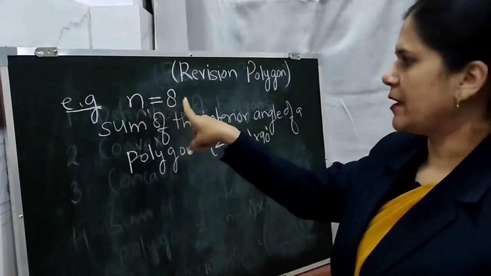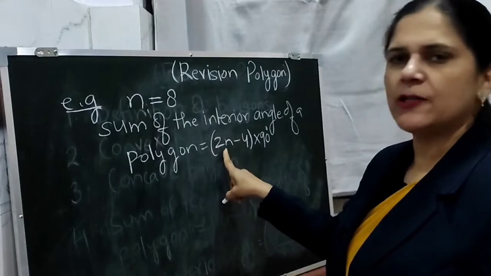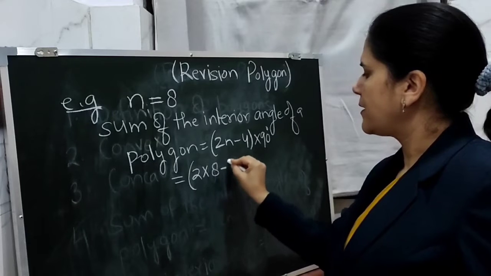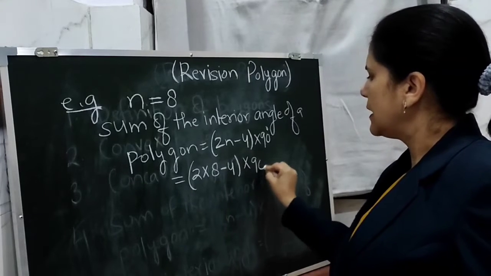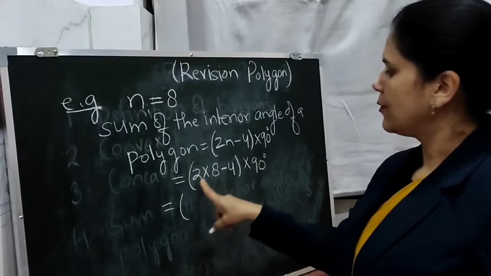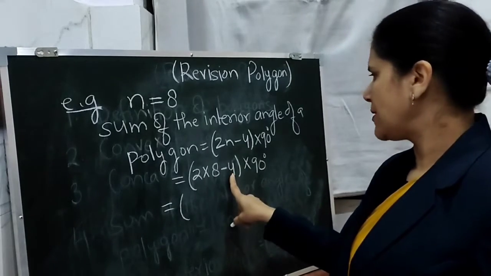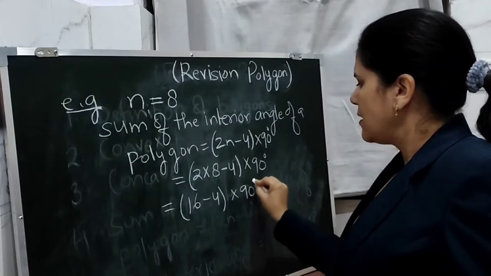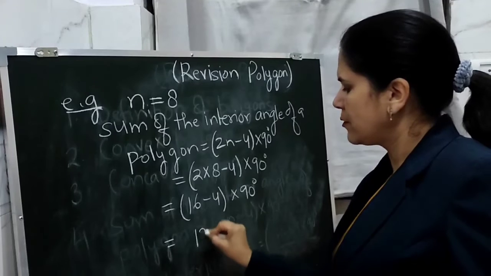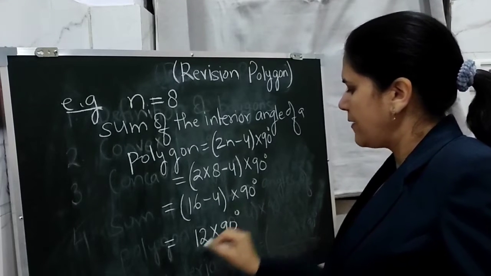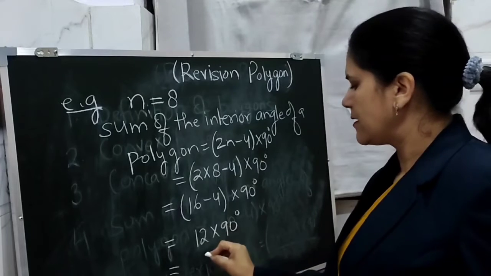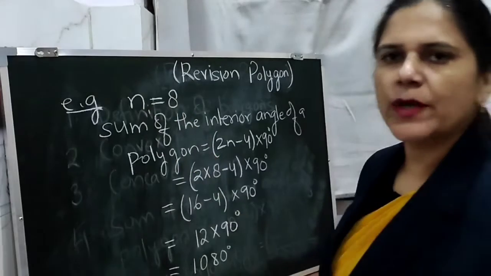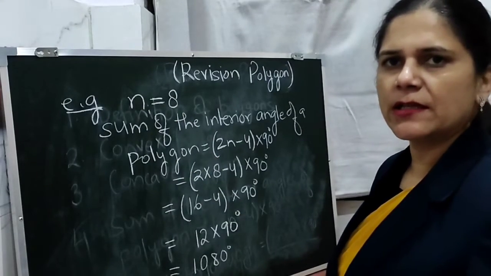Here the value of n is given as 8. Substitute the value of n as 8 in this formula. This will be equal to (2 into 8 minus 4) into 90 degree. 2 8s are 16. 16 minus 4 is equal to 12, into 90. And when we multiply these values, we get the answer as 1080 degree.